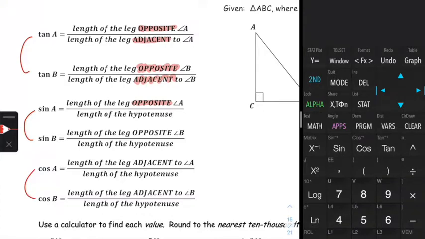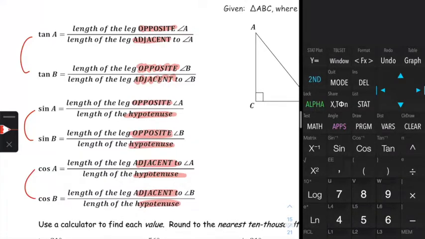Next, right here, we have the sine ratio. It's abbreviated SIN. And that's going to be opposite over hypotenuse. And then you're going to have the cosine ratio. It's abbreviated with COS. And that's going to be the adjacent over the hypotenuse.